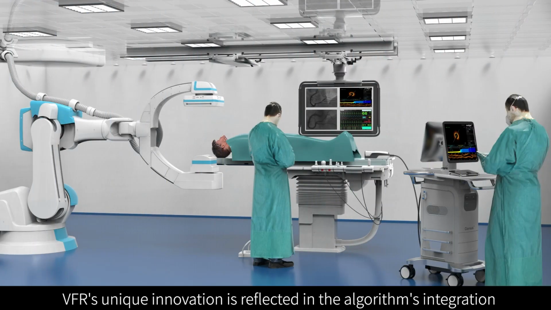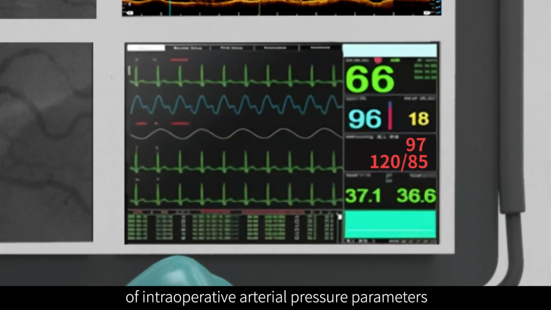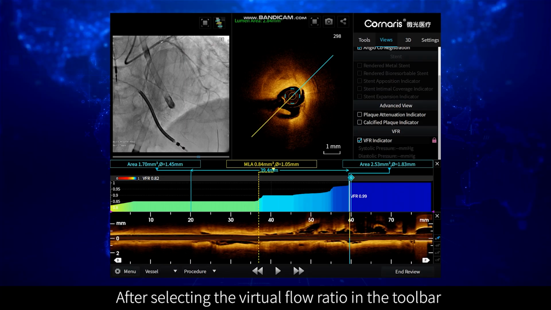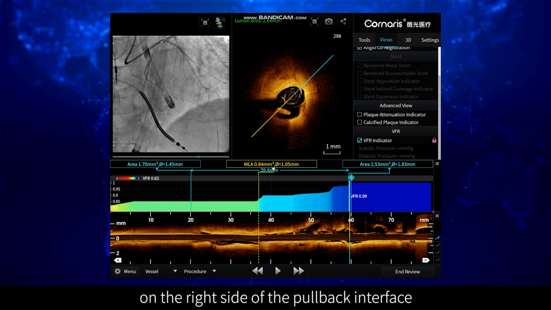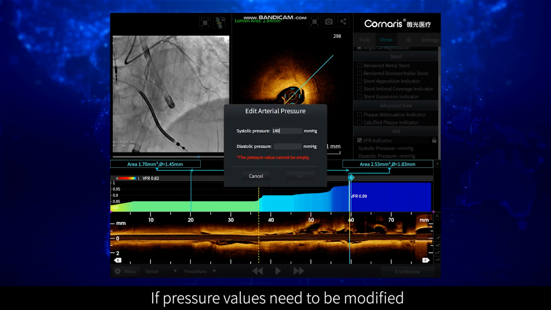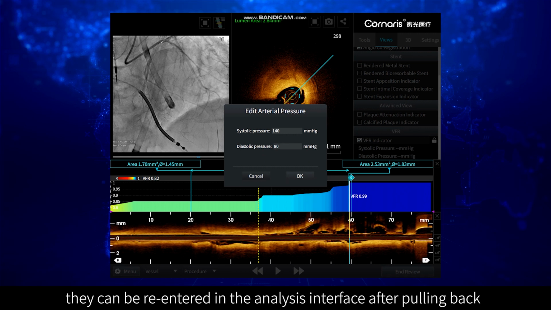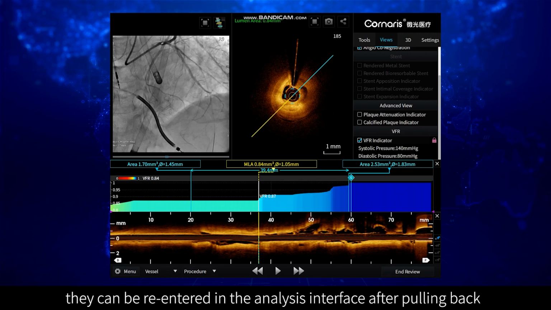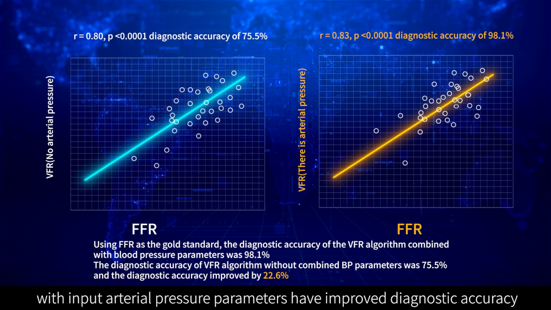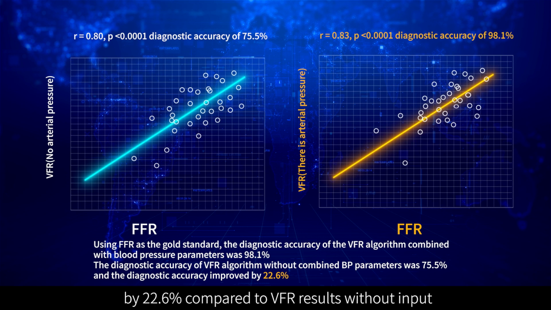VFR's unique innovation is reflected in the algorithm's integration of intraoperative arterial pressure parameters, which further improves diagnostic accuracy. After selecting the virtual flow ratio in the toolbar on the right side of the pullback interface, the patient's systolic and diastolic arterial pressures can be entered. If pressure values need to be modified, they can be re-entered in the analysis interface after pulling back. Clinical research comparing VFR with FFR suggests that VFR results with input arterial pressure parameters have improved diagnostic accuracy by 22.6% compared to VFR results without input.